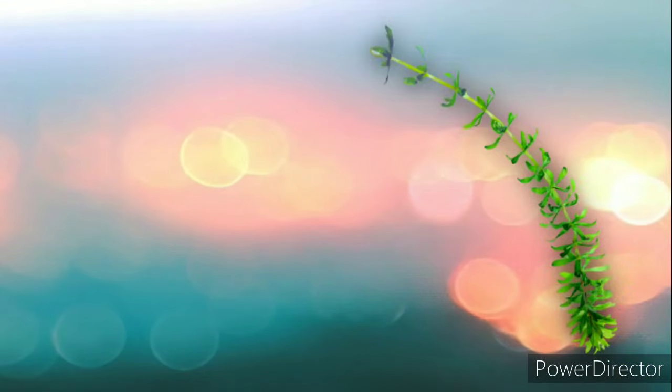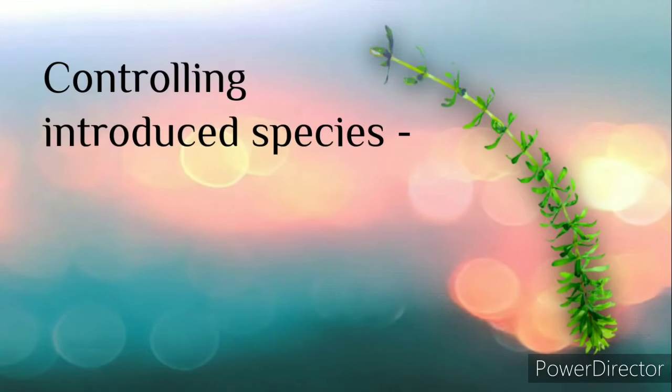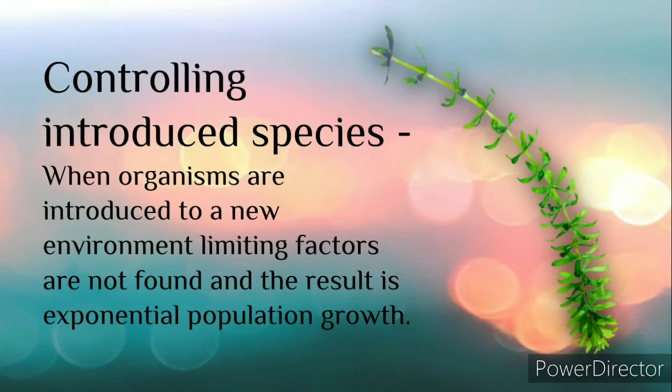Yesterday, we mentioned this plant, which is a seaweed called hydrilla, and how when it was introduced into a new environment in Florida, the population began to grow exponentially. And that is because in its natural environment, there are limiting factors like competition and being eaten by consumers, which are going to limit their growth. But when they're introduced into a new environment, those limiting factors are not found, and the result is going to be exponential growth like we mentioned.